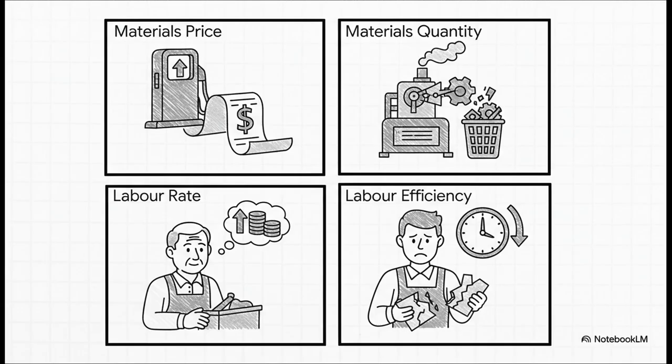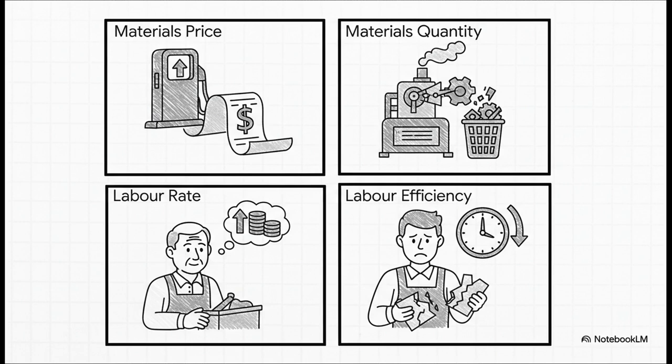And here you can see some classic culprits, right? An unfavorable materials price variance could be something out of our control, like a supplier hiking their prices. But an unfavorable quantity variance? That could be on us. Maybe a machine is calibrated wrong, or new workers are making mistakes.